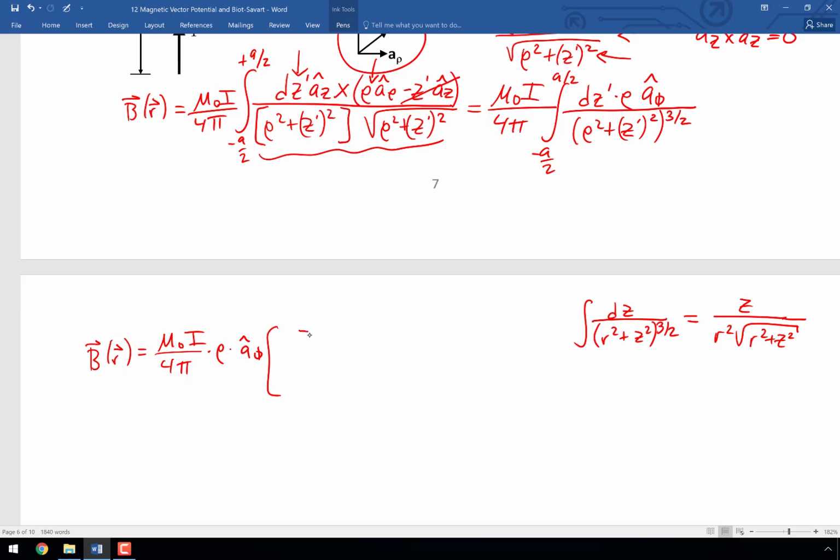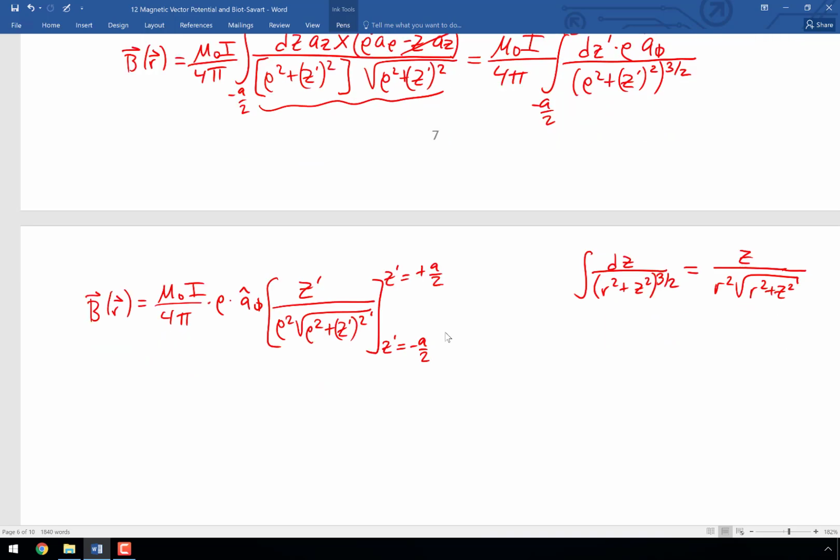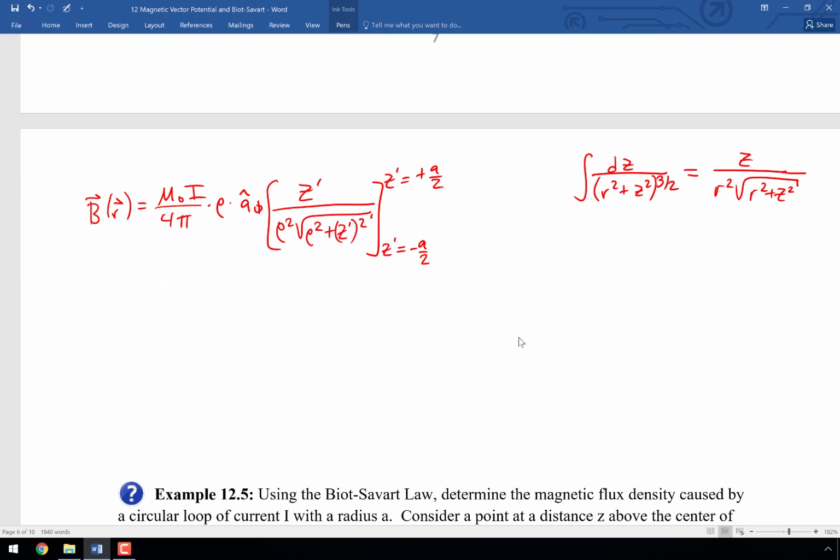So this is going to become z prime divided by rho squared times the square root of rho squared plus z prime squared. And this is evaluated between, and I should clarify that this is z prime equals minus a over 2 up to z prime equals plus a over 2. So all that really remains now is for us to plug those two limits of integration into our problem.